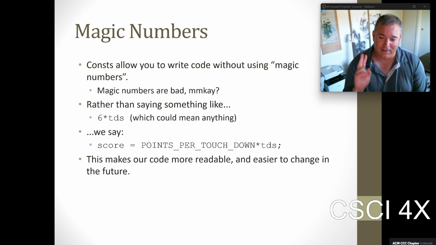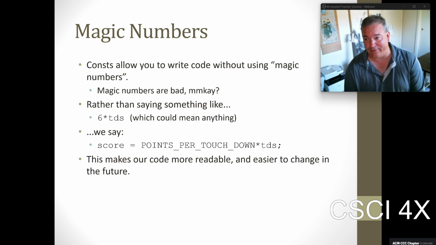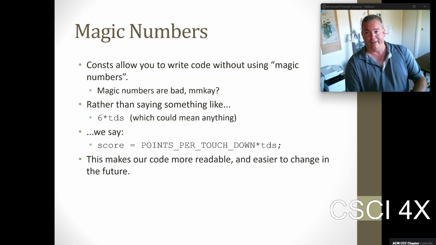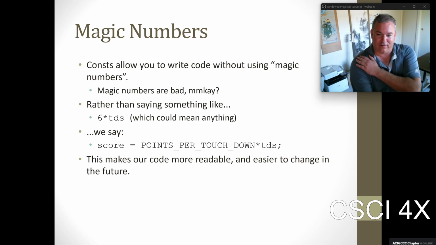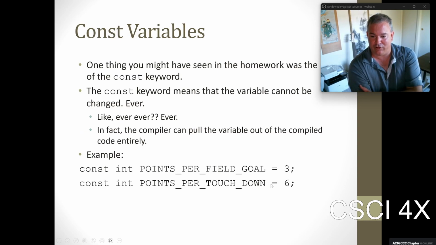But the second big thing is that it makes it easier to change. Let's say the NFL changes the rules, right? Because they do that occasionally. You know, they added 2-point conversions and things like that. Occasionally they do change the rules, and so you could change it so that instead of points per touchdown being 6, you could change it to be 7 in one place. In one place, which is important.